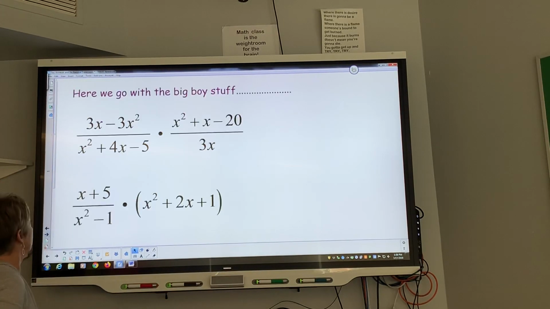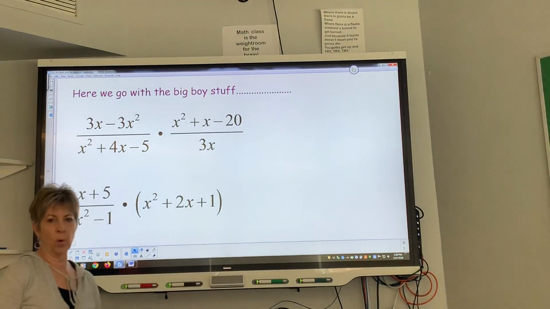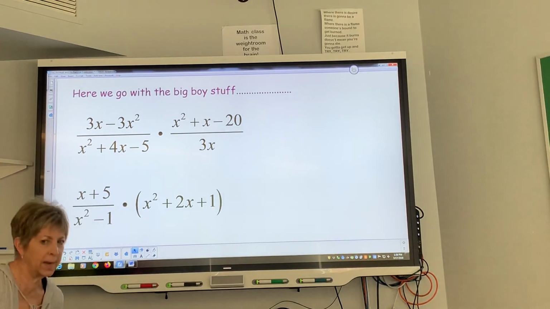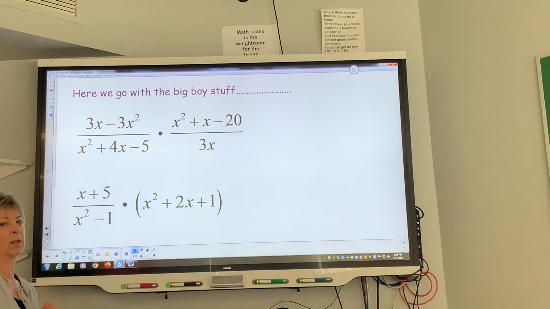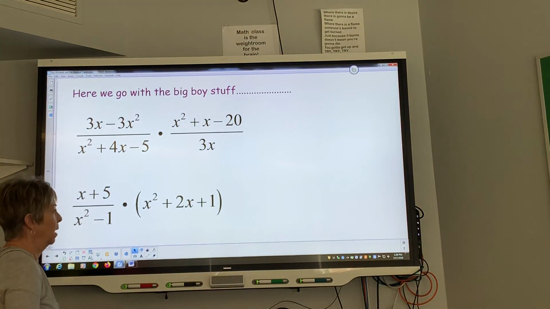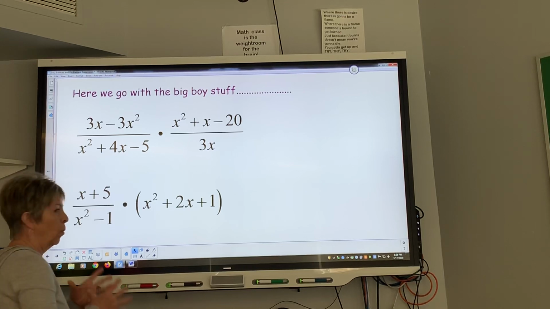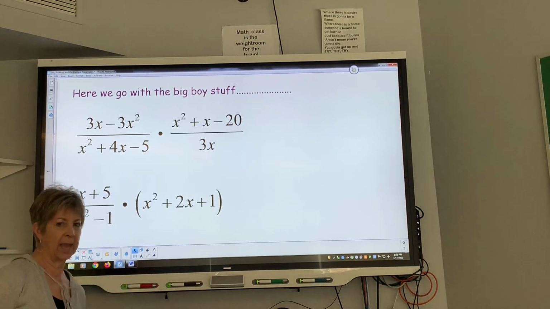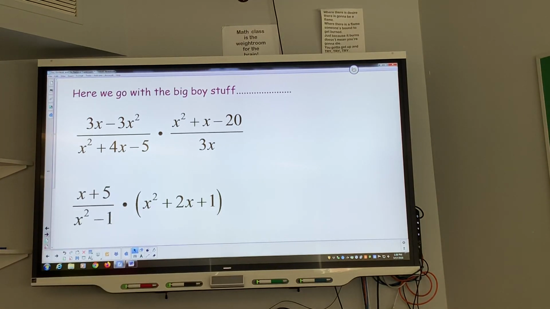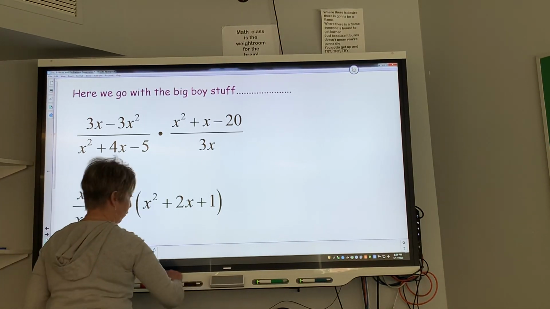So now let's move along and go to the big boy stuff. So now we want to use the same strategy, but I'm going to put some polynomials in our rational functions now. So again, what was our mantra when we were working with these? Factor first, factor first. So I'm going to factor above these just for the sake of room.